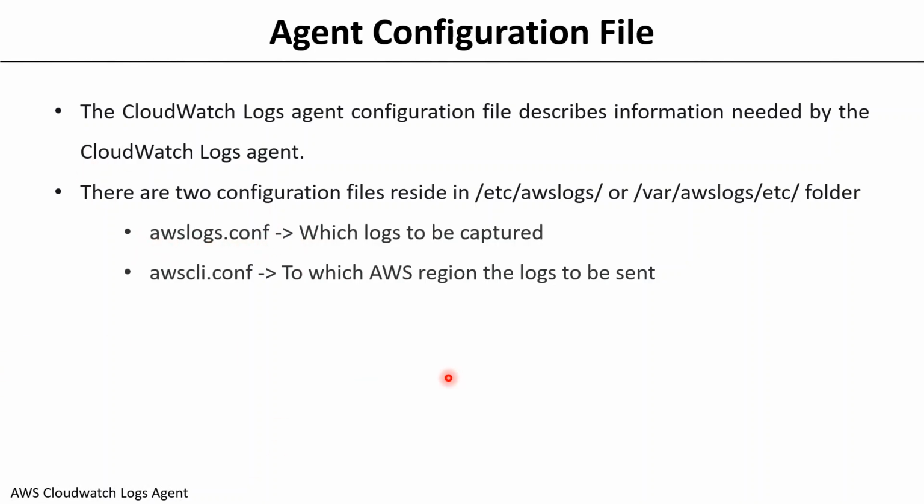Then, where you want to send the collected logs, you want to send them to a specific region. That region you will specify in the AWS CLI conf file, and both these files are available in the /etc/awslogs directory. This directory will be created only when your agent installation is successful. Either you have /etc/awslogs, or in certain cases these configuration files are available in /var/awslogs/etc/.